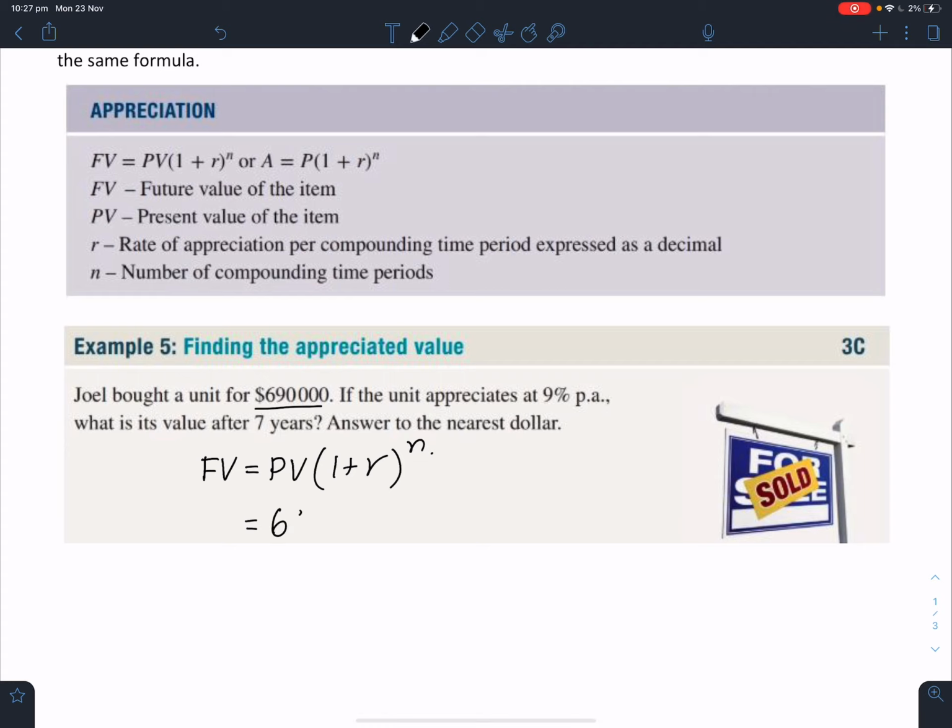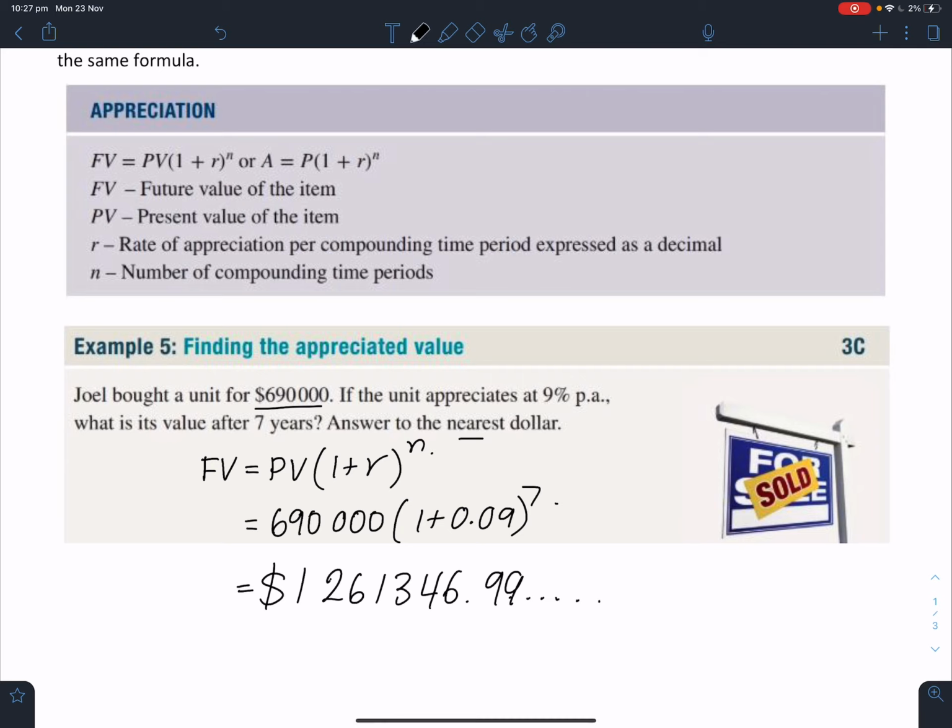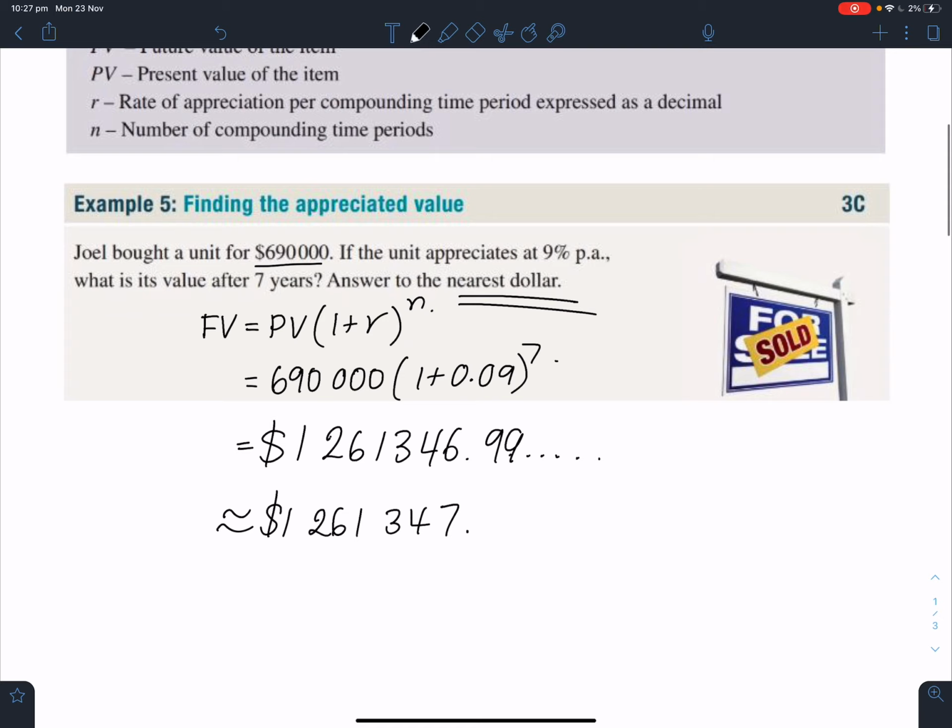Present value is 690,000. 1 plus my rate is 0.09 to the power of 7 years. If I put that in a calculator, I'll get 1,261,346.99. Now I want it to the nearest dollar, so round that up. $1,261,347, okay? So it's always best to give the unrounded answer as well, in case you do make a rounding error, so that you don't get penalised more than once through your exam.